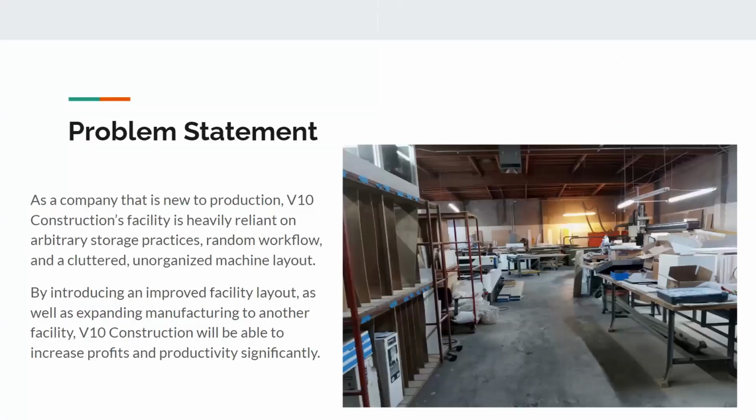As a company that's new to production, V10 Construction Facility is heavily reliant on random storage practices, random workflows, and an unorganized layout. By introducing an improved facility layout as well as expanding manufacturing to another facility, V10 Construction will be able to increase profits and productivity.